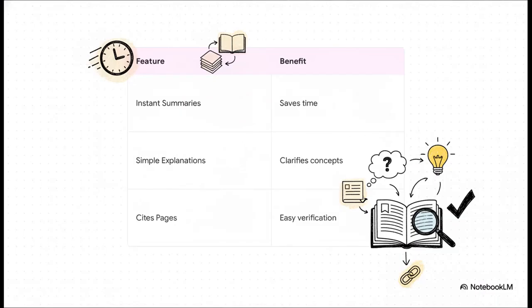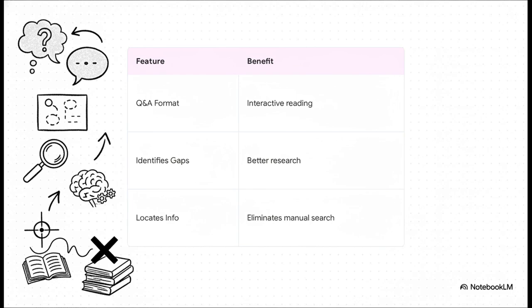We've got a breakdown of some core features here, like instant summaries and simple explanations. Now, what's really interesting about this slide is that bottom feature. It actually cites the pages. For academic verification, this is huge. It makes double-checking your facts incredibly easy because you can jump straight to the exact page being referenced to verify the AI's answer. Continuing with these features, you get that interactive Q&A format, and it easily locates specific info.